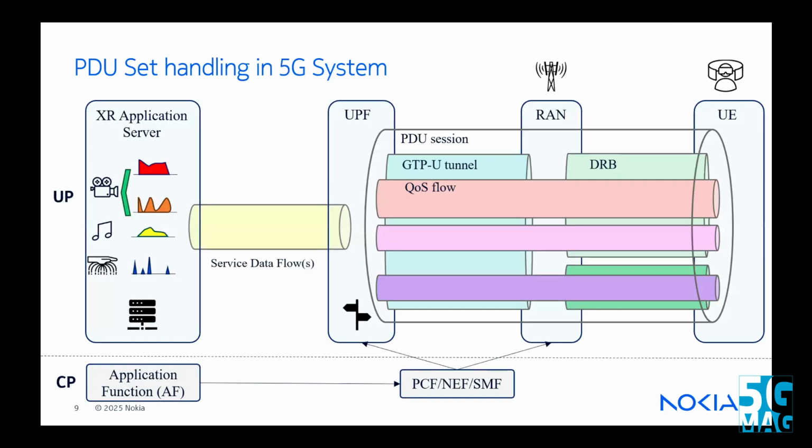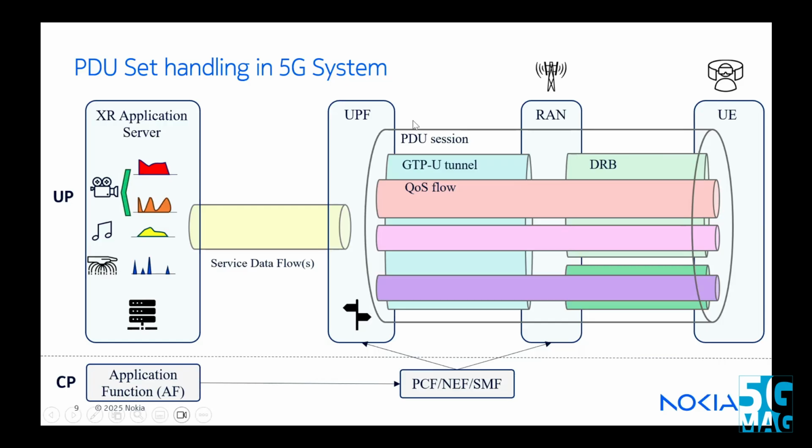So basically what PDU set handling brings to the 5G system is that it provides some more application awareness to your RAN, which allows more optimized handling of the packets that are going over RAN, so that your application can overall benefit with, for instance, what packets are dropped and what packets are kept, or what packets are delayed over the network.